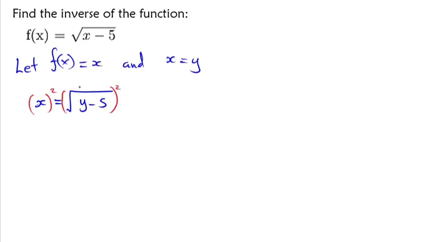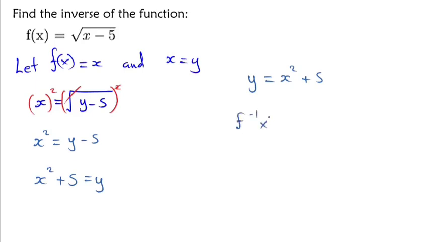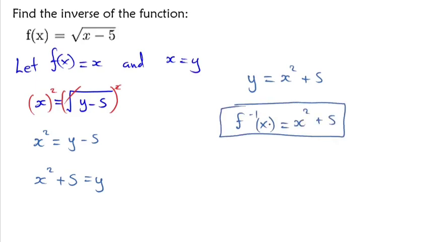So once I square both sides, this square root cancels the square, and that leaves me with x squared is equals to y minus 5. Remember, like I said, our job now is to make y the subject of the formula. So this means that we have x squared plus 5 is equals to y. So y is equals to x squared plus 5. So in your final expression, replace y with the inverse of x, and this is equals to x squared plus 5. So there, this is the inverse function.